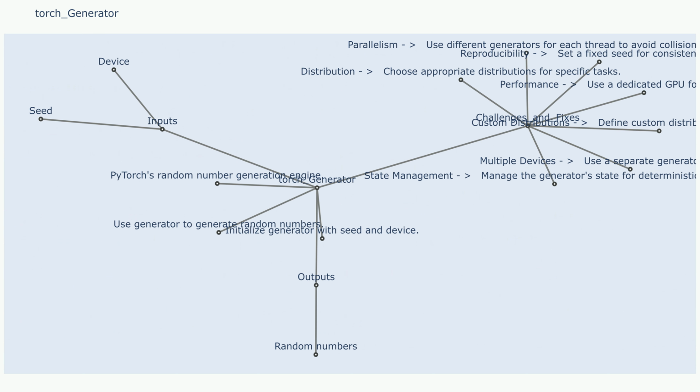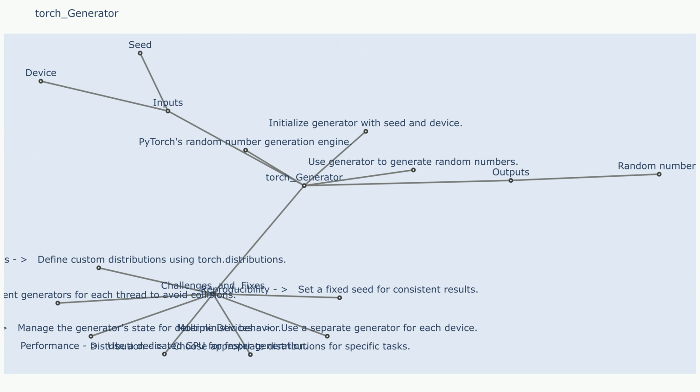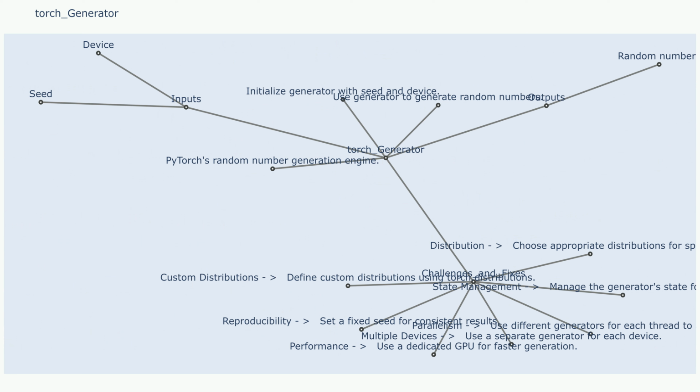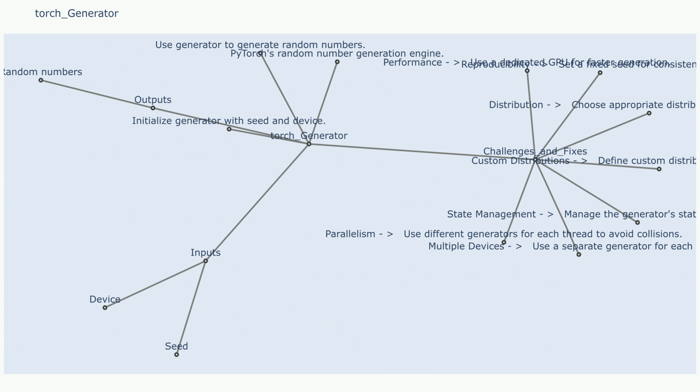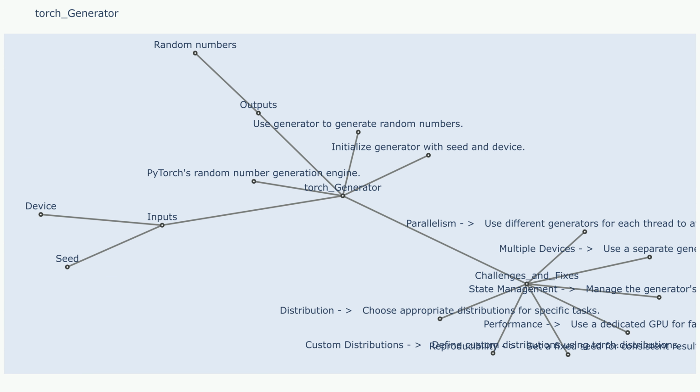Challenges and fixes. Challenge 1: non-deterministic randomness. If you don't set a specific seed, your code might produce different random numbers each time you run it, making debugging and reproducibility difficult. Sample use case that resulted in challenge 1: training a neural network with random initialization weights but not setting a seed might lead to varying results across different runs. Fixes to challenge 1: use torch.manual_seed before any random number generation to ensure consistent random number generation across multiple runs.